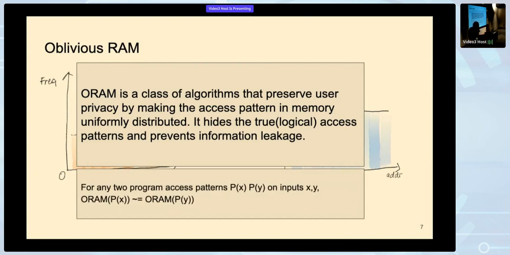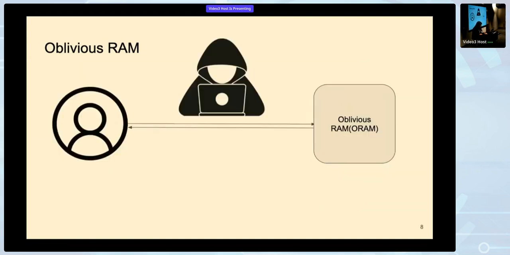Or we can express it by this relation, so that for any two program access patterns, P of X and P of Y on inputs X and Y. Inputs X, Y are like sequences of reads and writes that users issue. And applying an ORAM layer on top of the RAM can show that they are computationally indistinguishable. I have not introduced the concept yet, but I'll do it in a minute.